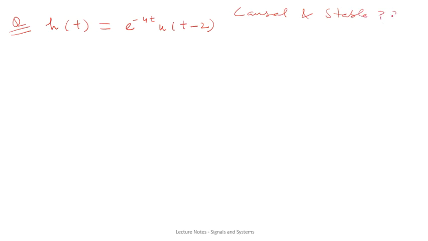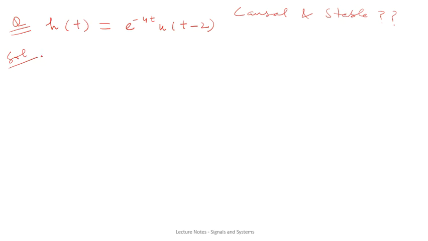Okay, so you have to find out whether this system is causal or not, and similarly for stability as well. In solving this problem, you will just use the properties that were discussed in the last lecture. Pretty much straightforward it is, that this system is causal.